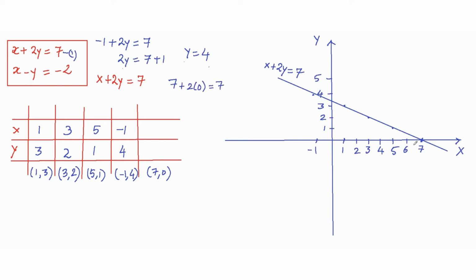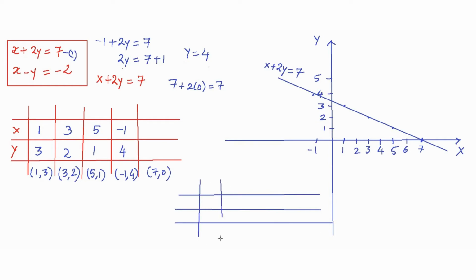So what this blue line is right now representing is the set of all values of x and y, or the set of all points that satisfy the equation x plus 2y equal to 7. Now similarly, we will have to plot points for x minus y equal to minus 2. So let's again draw a nice table for x and y. Now we are going to focus on the second equation, which is x minus y is equal to minus 2.